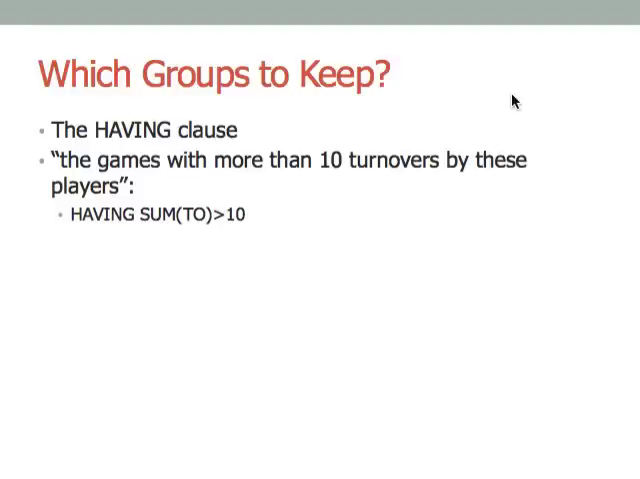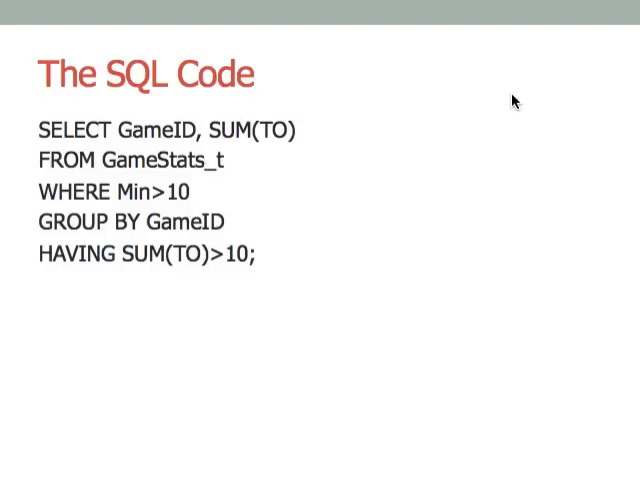And finally, putting it all together, we get: give me the game ID and the sum of turnovers. You can leave out the sum of turnovers if you don't want it, but from game stats where minutes are greater than 10, which means only players with minutes greater than 10, group them for a game, add up the turnovers for each game, give me games with total turnovers greater than 10.